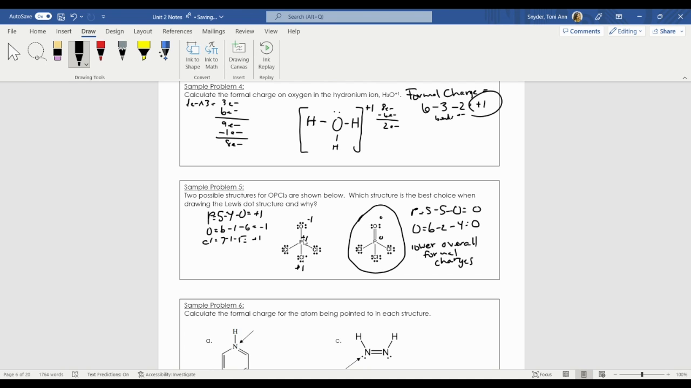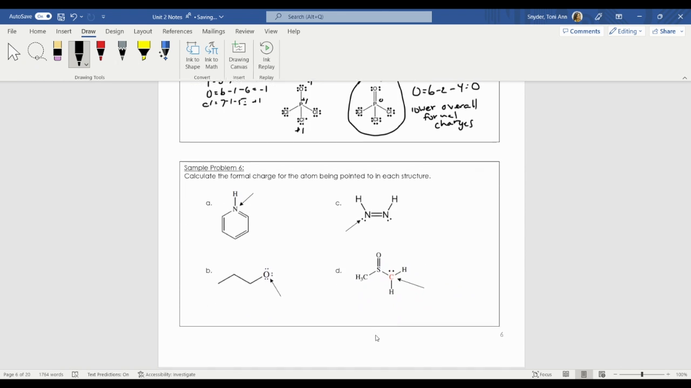The phosphorus is not that stable. It's got 1 more proton than electron. Oxygen has an additional electron. It's got a lot of weird stuff happening. This one on the right, however, is good, and that's because it has formal charges of 0. They're very happy the way that they are.